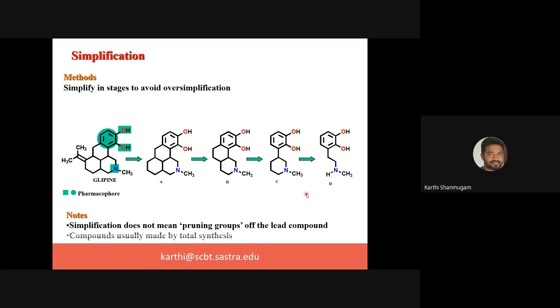So I will give some example. What is meant by oversimplification? What is on screen now? We have a binding site that is represented in gray color. You can see some kind of architecture within the binding site. So what are this red color and blue color?